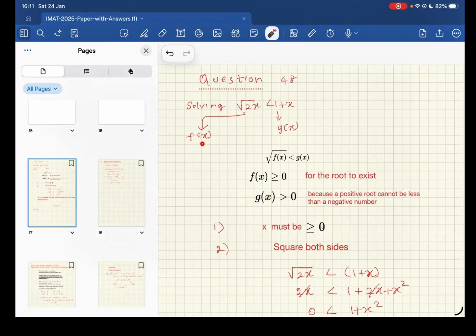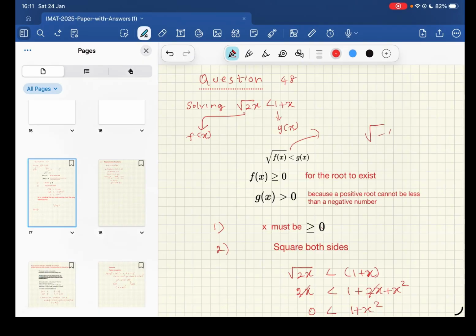Let me say root of 2x is the function f of x, and 1 plus x I consider as g of x. So the question is: root of f of x less than g of x. But you must understand the f of x function is inside the root. So for the root to exist, f of x must be greater than or equal to 0.